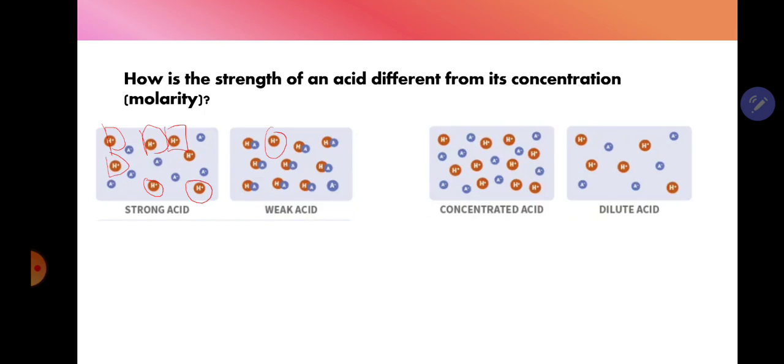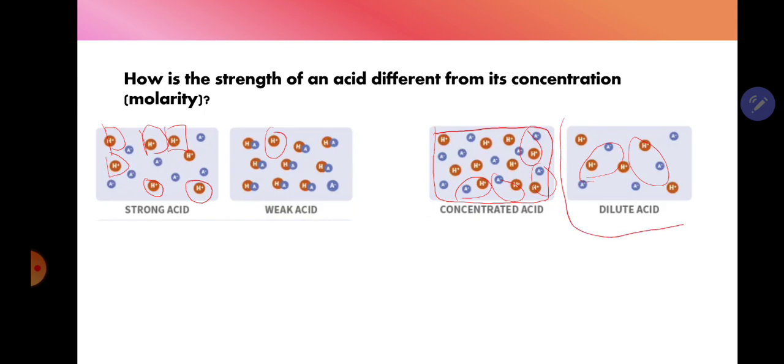But concentration itself, the molarity, has to do with the number of particles overall. Here we have a whole bunch of particles where we're concentrated, but when we're dilute, we have very few particles.